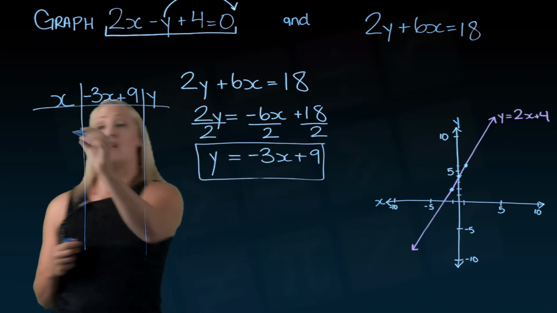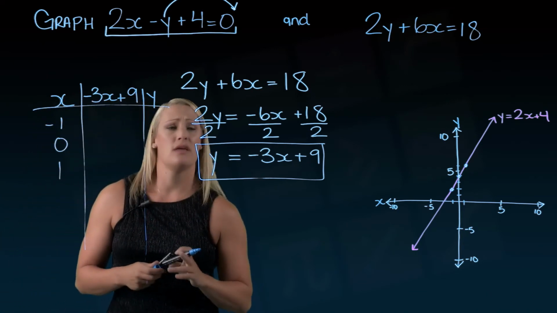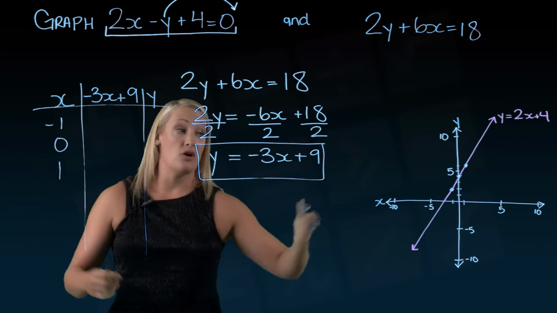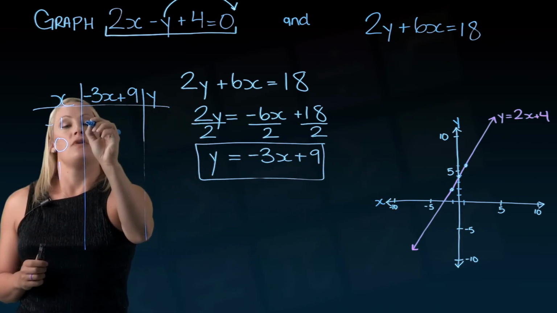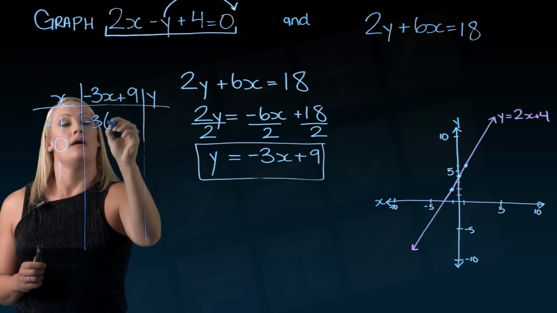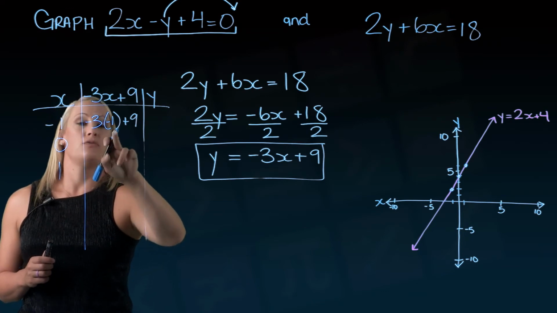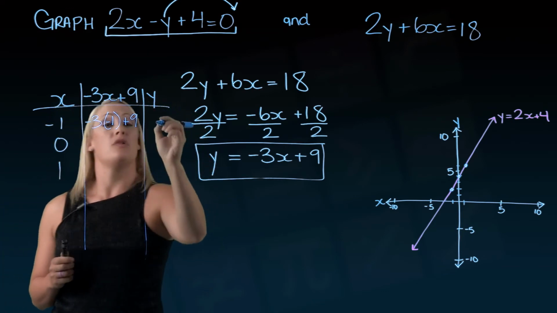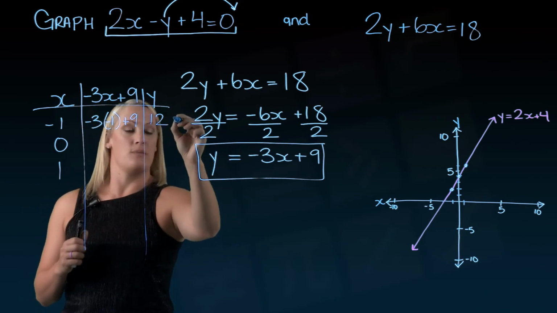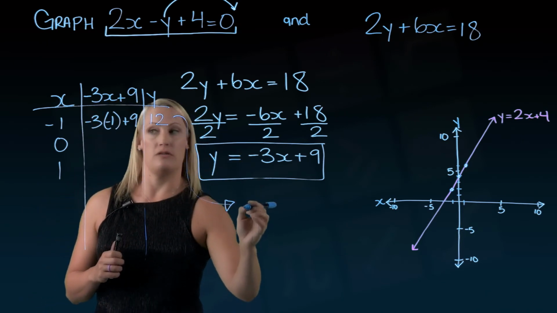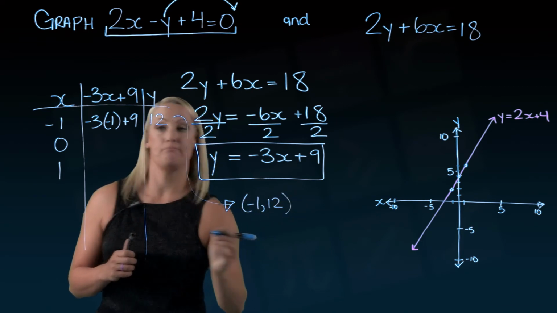I'm going to choose negative 1, 0, and 1 again because they're nice and easy to work with. So if you chose different values, though, in the end, our line is going to look the same. So let's do negative 1. So I've got negative 3 times negative 1 plus 9. Negative 3 times negative 1, that's 3, plus 9, I've got 12. So my point, let's make my list of points down here. Sorry about all the craziness. We've got negative 1, 12 as my first point.